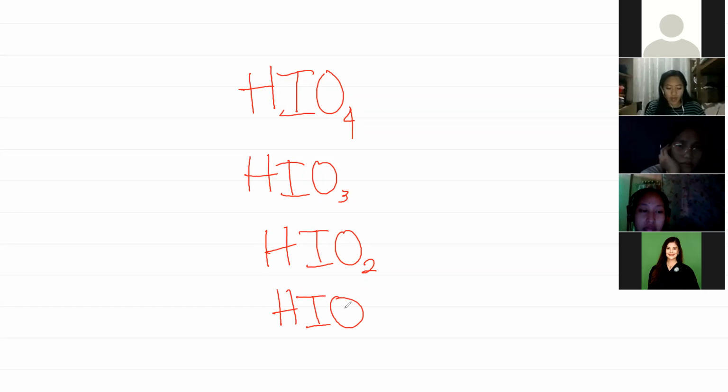HIO4, HIO3, HIO2, HIO. Lahat sila may hydrogen, lahat may oxygen. So this one, these are all oxo acids. Okay, they are all oxo acids.